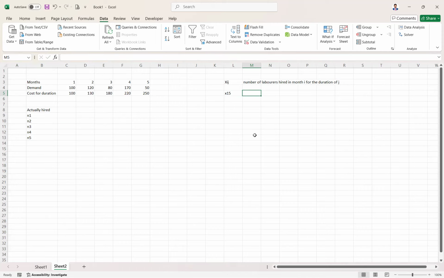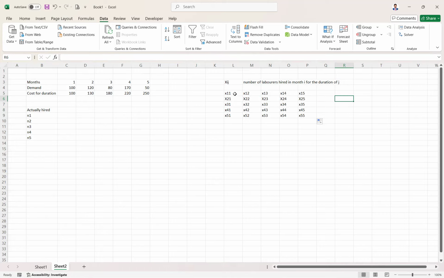Like that, we have X11, X12, X13, X14, X15. So let me just write them. X11, X12, maybe I can extend. Let me see. 13, 14, and 15. Similarly, X21, X22, X3, and all. Then let me see if I can just drag them.